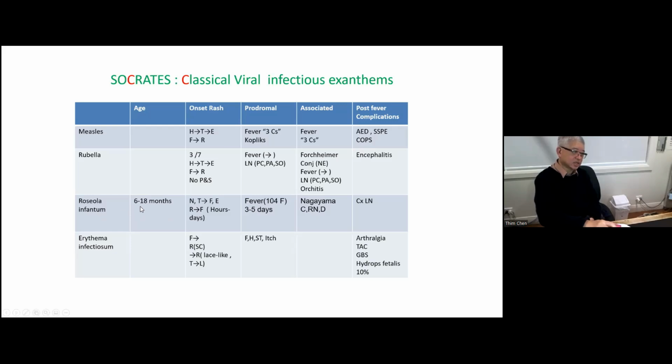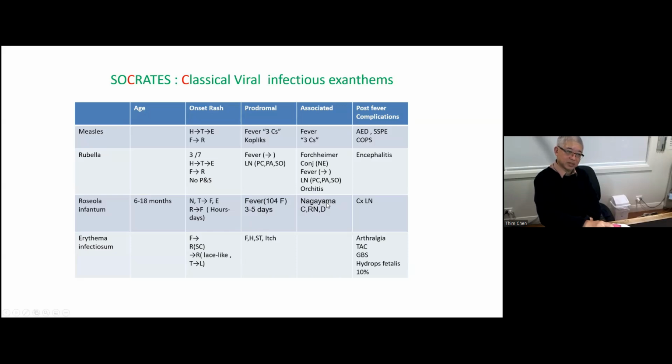Roseola is interesting because it occurs in a younger age group, and the rash doesn't start in the head, but on the neck and the trunk, and goes on to the feet and the extremities. The fever is very high, 104. The typical one is roseola infantum, also known as the sixth disease, or another name is exanthem subitum. So it's got three names: roseola infantum, caused by human herpes virus 6 and 7. The typical part is that when the fever disappears, the rash appears.